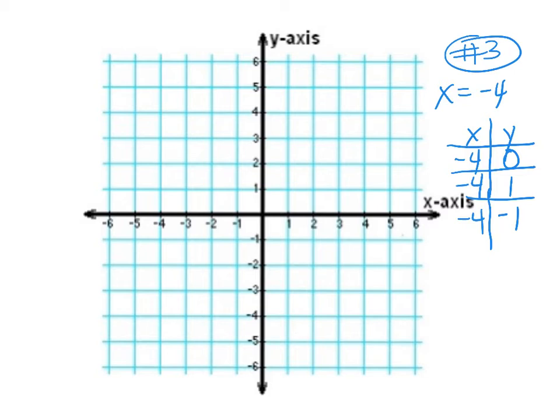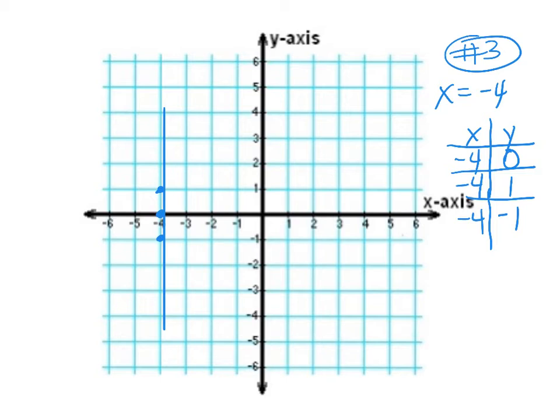Now I'm just going to go through and plot these 3 points. Negative 4, 0 would be right here. Negative 4, 1 would be right here. Negative 4, negative 1 would be right here. So you can see that my line is going to be a vertical line going through. See if I can get my ruler a little bit more exact there. It would be a vertical line going straight through. It looks like I missed that a little bit, but you certainly get the idea.